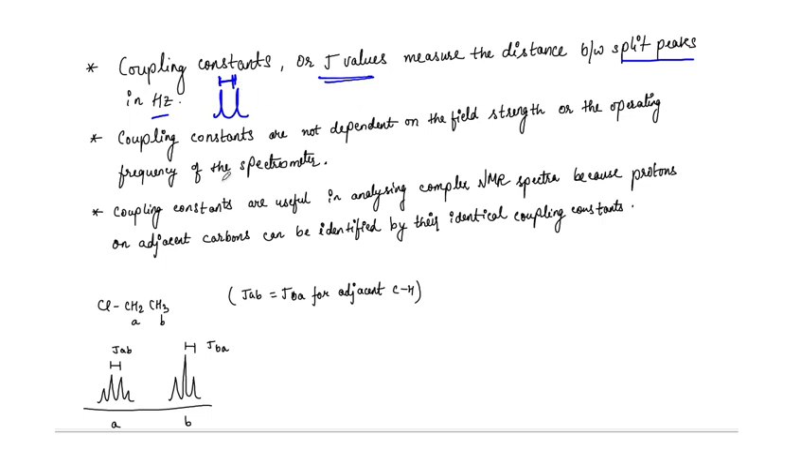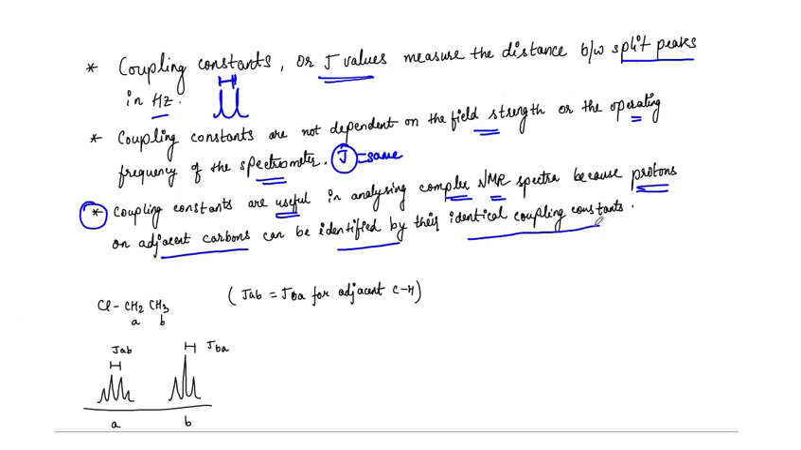Okay, right. So what is the use of the coupling constant? First of all, it is not dependent on the field strength or the operating frequency of the spectrometer. Even if we increase the magnetic field and the operating frequency, the coupling constant is always going to be the same for a particular proton, right? The coupling constant is useful in analyzing complex NMR spectra because protons on adjacent carbons can be identified by their identical coupling constant. This is a very important and very useful point.